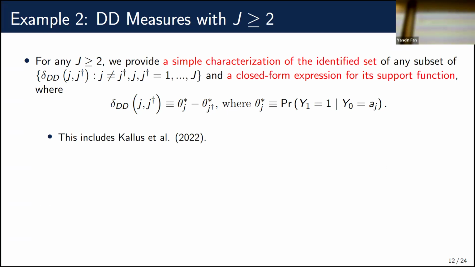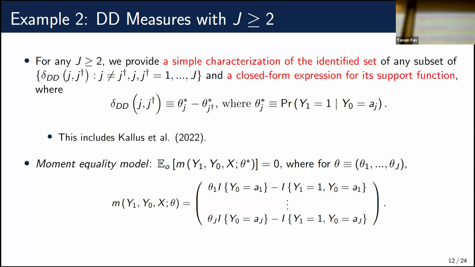So in fact, what we're able to do is we can look at any collection of DD measures between any two classes. And for any subset of such collection of DD measures, we provide a closed form expression for its support function, and of course this includes catalyst. Okay? So what did we do? Well, of course we cannot use the same approach that catalyst used.